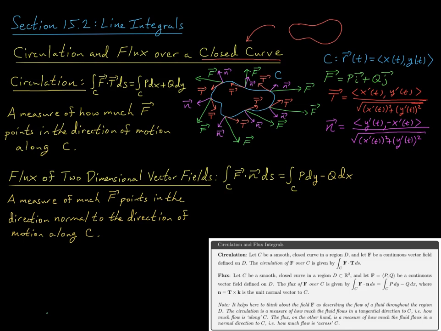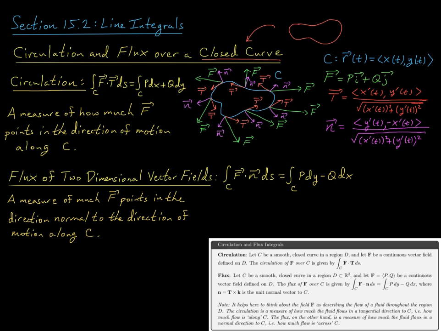All right, in this video, we're going to introduce the concepts of circulation and flux for a vector field over a closed curve. A closed curve is just a path that closes in on itself, or put another way, the initial and terminal points coincide. Okay, so we'll define the circulation of our field as we move along this closed curve C to just be the line integral of our field over that curve.